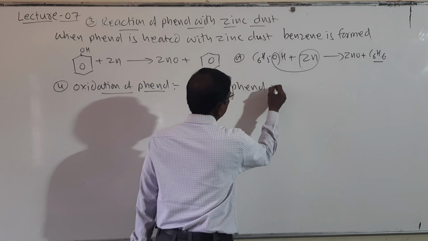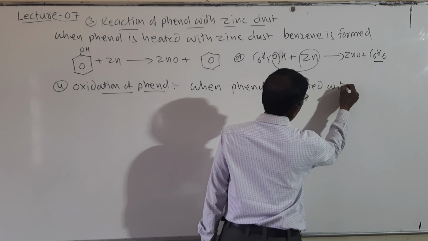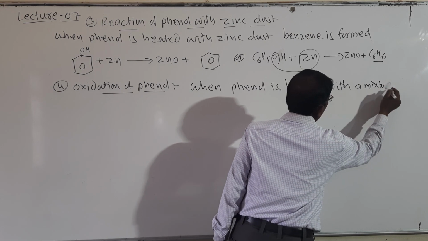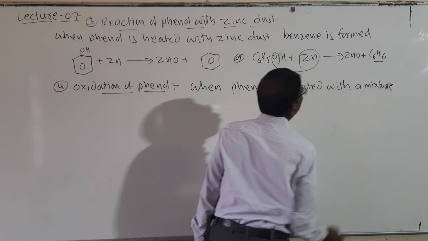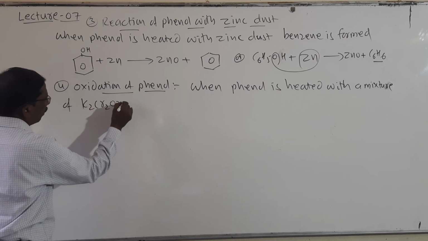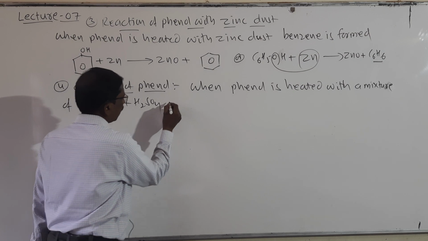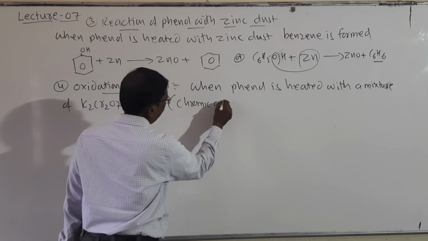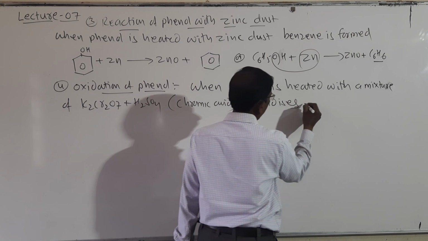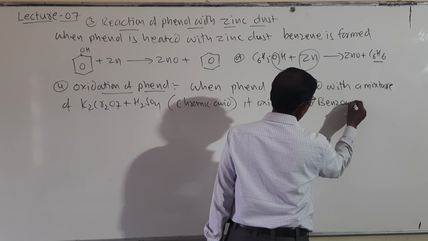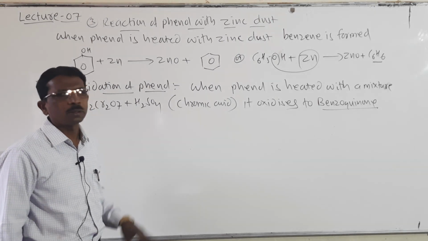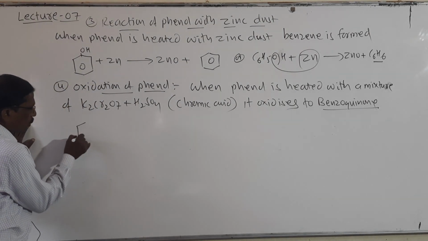Look here, when phenol is heated with a mixture of K2Cr2O7 plus H2SO4, that is, it gives chromic acid, it oxidizes to benzoquinone. So here it also carries 2 marks and 1 mark.